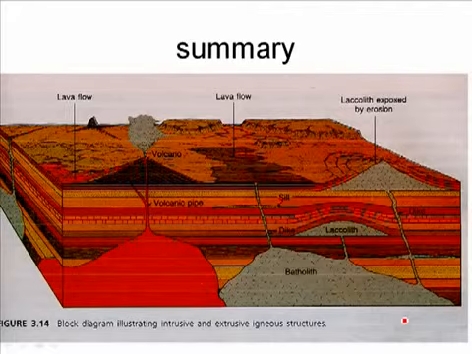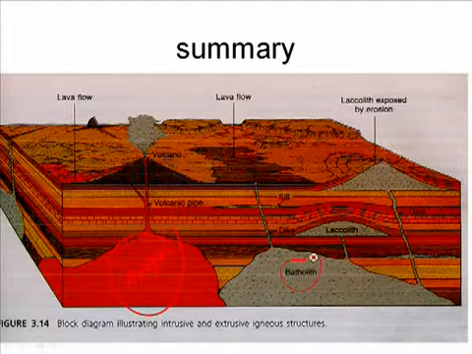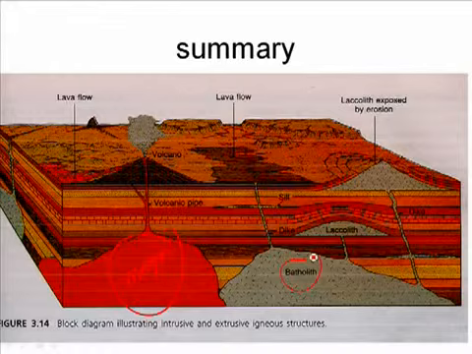Here we have a summary of many different kinds of igneous intrusions. You start with magma, and the magma will cool to become a batholith. A batholith is a very, very large intrusion of magma that has cooled deep underground. The whole Sierra Nevadas are a big batholith.